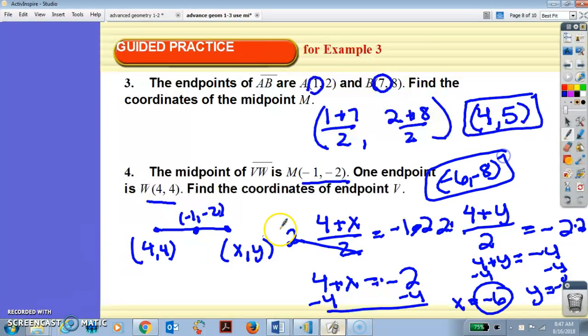You can always go and double check that. 4 plus -6 is -2. -2 divided by 2 is -1. 4 plus -8 is -4. -4 divided by 2 is -2. So we know that we are correct.